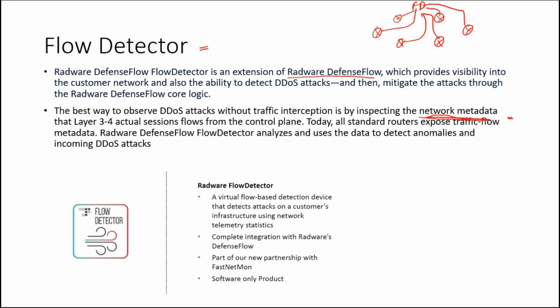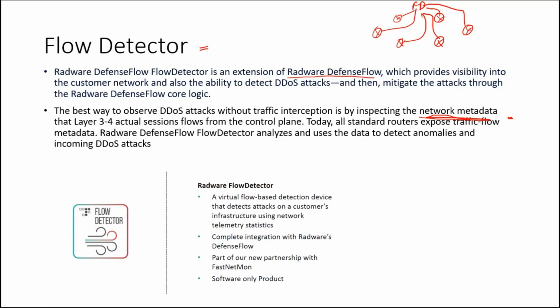So if you want to observe a DDoS attack, the best way, without any traffic interception, is to just inspect the network metadata. Okay, and once you inspect that network metadata, you are able to see whether there is some variation or there is no variation, and accordingly you can identify whether there is a DDoS attack or not.